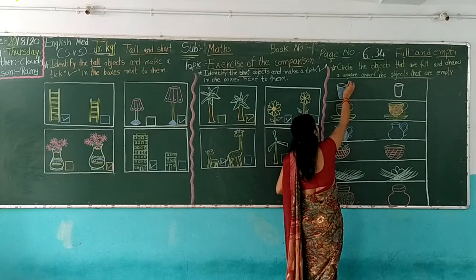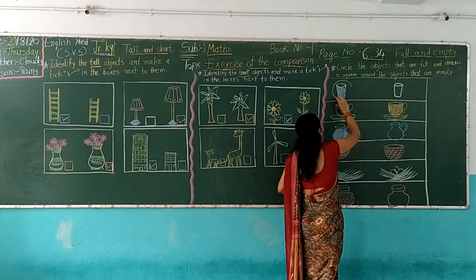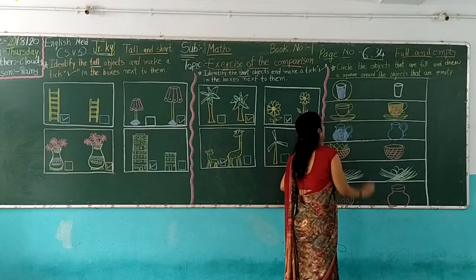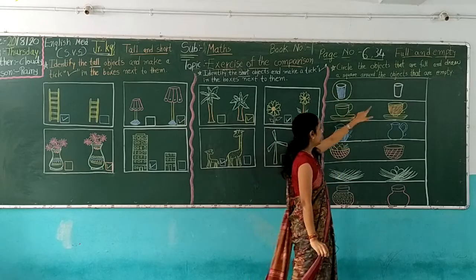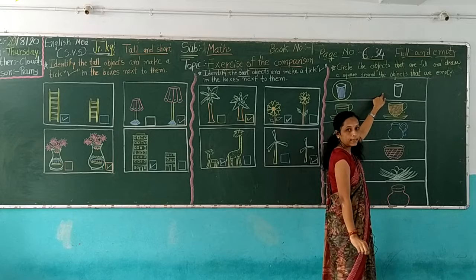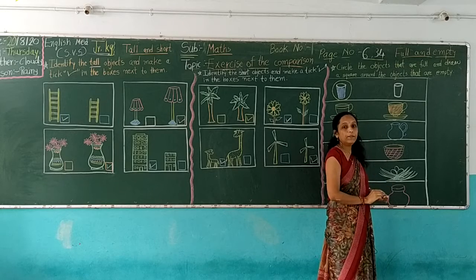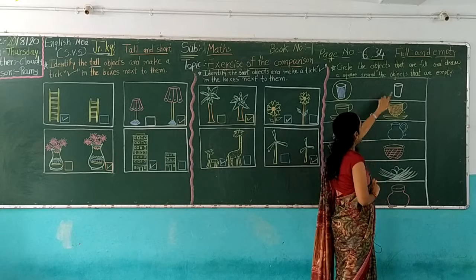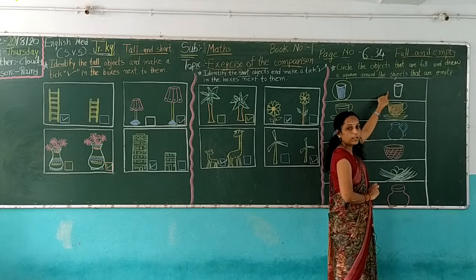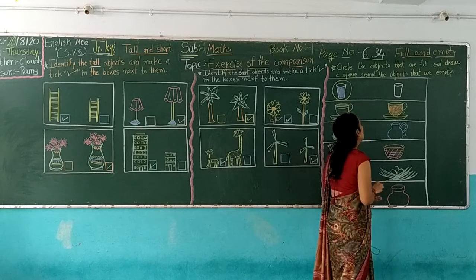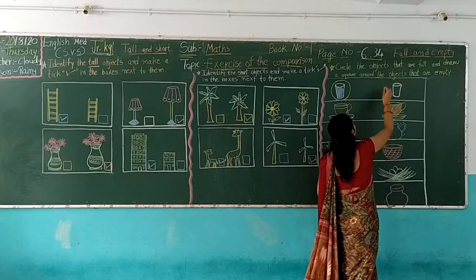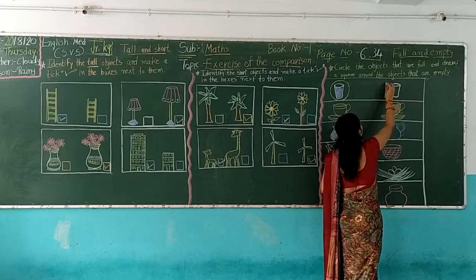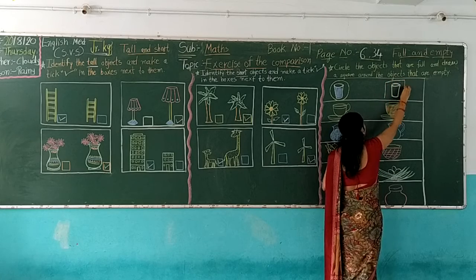So student, this glass is full. Full means आपको पता है? Full means जो भरा हुआ है. And this glass is empty. Empty means जिसमें कुछ भी नहीं है, खाली है ये ग्लास. So उसमें आपको स्क्वायर करना है. So this glass is empty. So square the empty glasses. Okay.